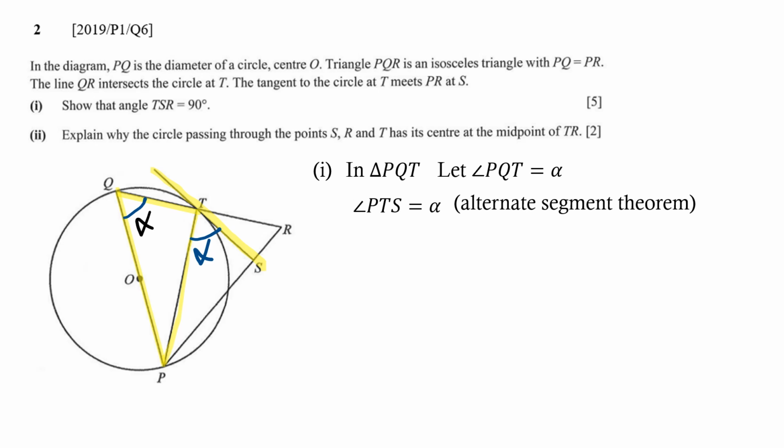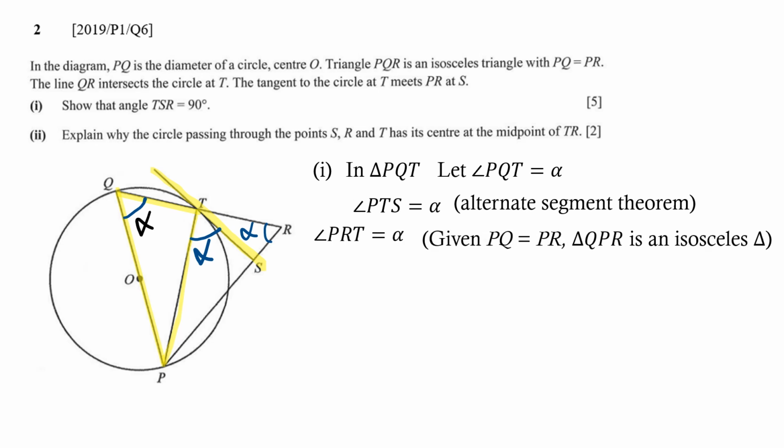So the reason is using alternate segment theorem, or you can use the other one. I can't remember the one that has something to do with the chord, but I prefer to use alternate segment theorem. Okay, so of course angle PRQ will also be alpha because what's the reason given? We're given PQ equals PR, so therefore triangle QPR is an isosceles triangle. Okay, so you need to mention this part here, that QPR is an isosceles triangle. All right.